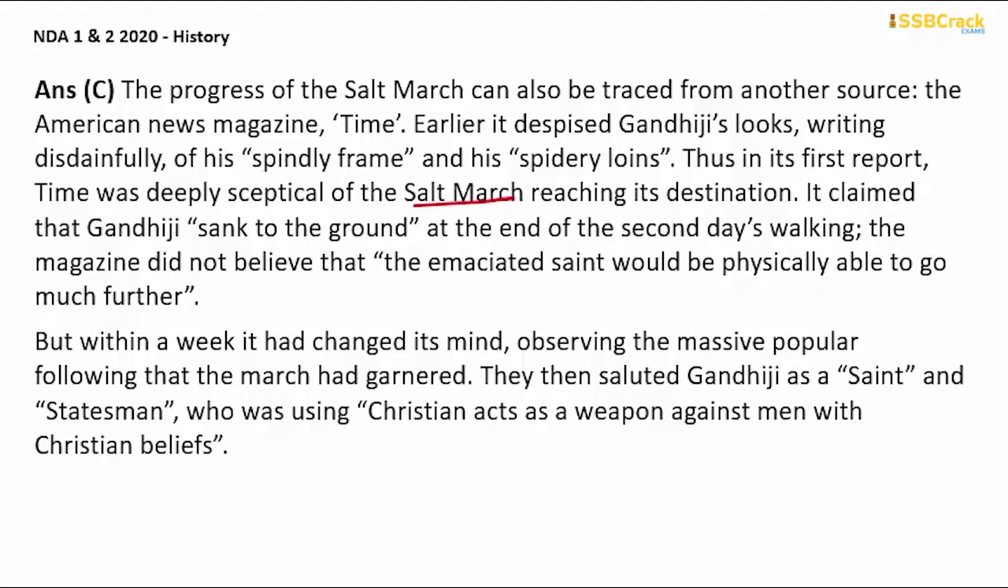But within a week, it has changed its mind, because they were observing the mass popular following that the Gandhi march has garnered, and they then saluted Gandhiji as a saint and statesman who was using Christian act as a weapon against men and Christian beliefs. So this was the reason they later on started praising Gandhiji.